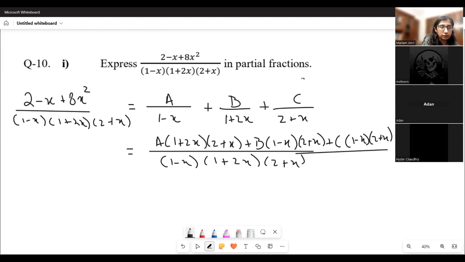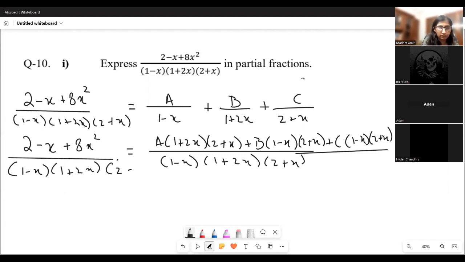Okay. And cancel the denominators. (1 minus x)(1 plus 2x)(2 plus x). Ma'am, C के साथ 1 minus x और 1 plus 2x multiply करना. ठीक है, thank you. 1 plus 2x.